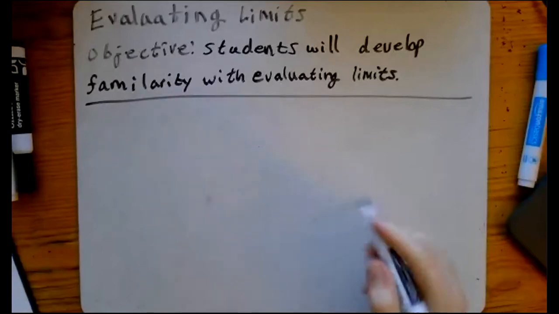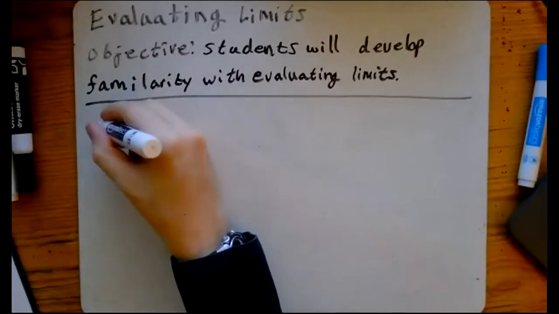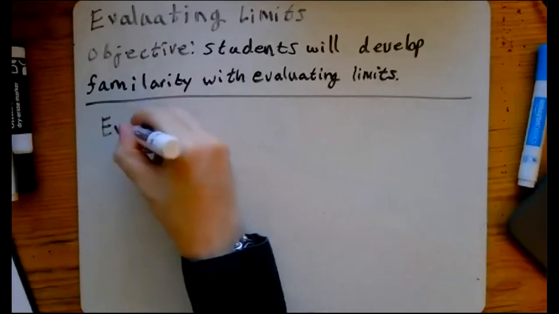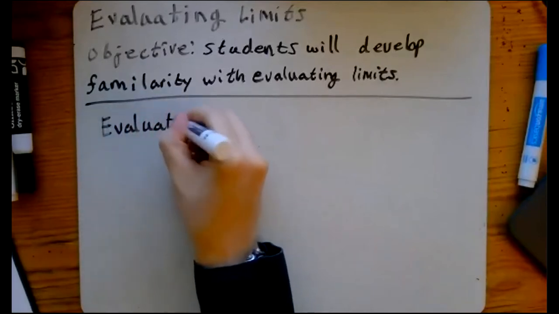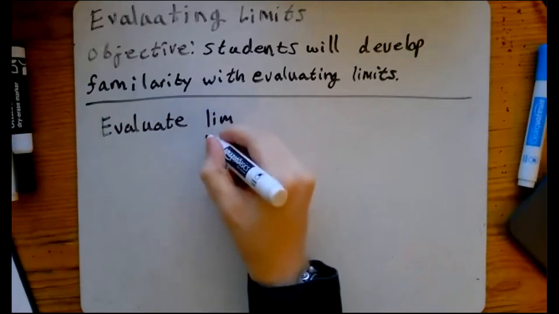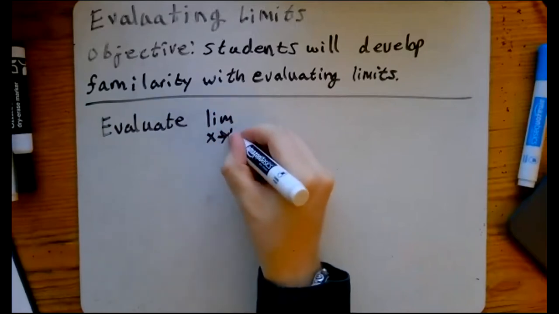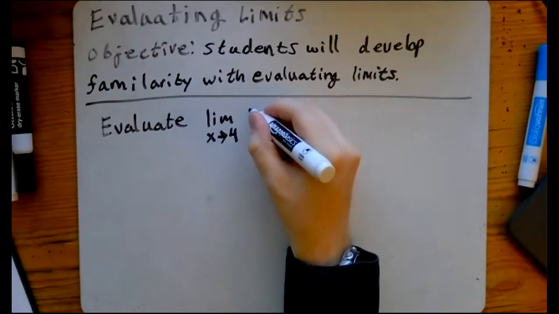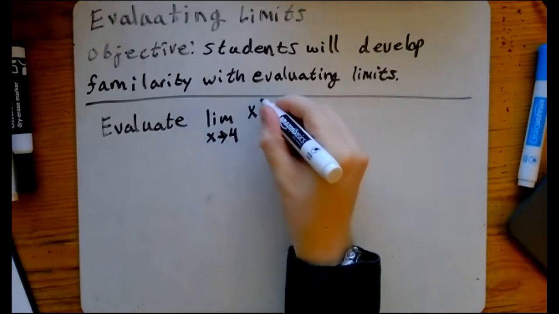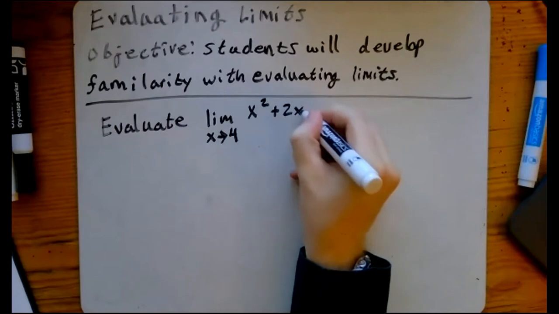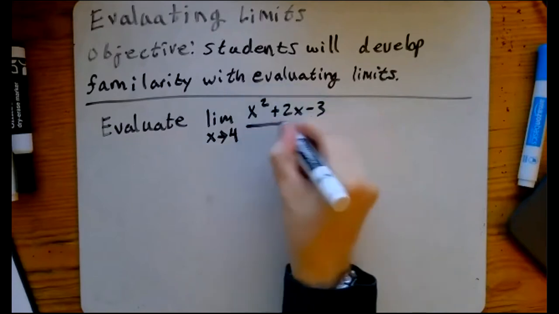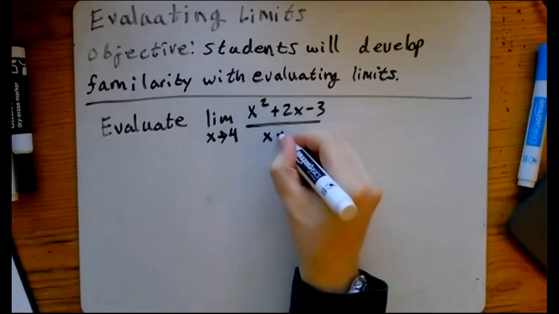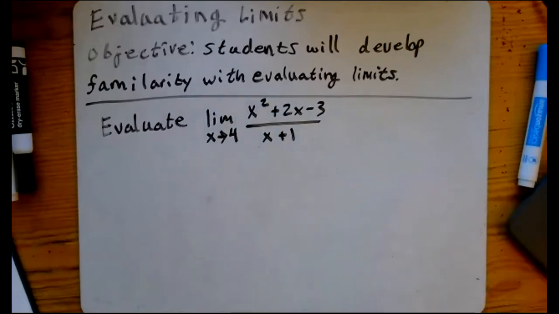So, let's say I need to evaluate the limit as x approaches, let's say, 4, of x squared plus 2x minus 3 all over x plus 1. So anyone want to help me out here? What do you think is maybe the first thing we should try doing here?